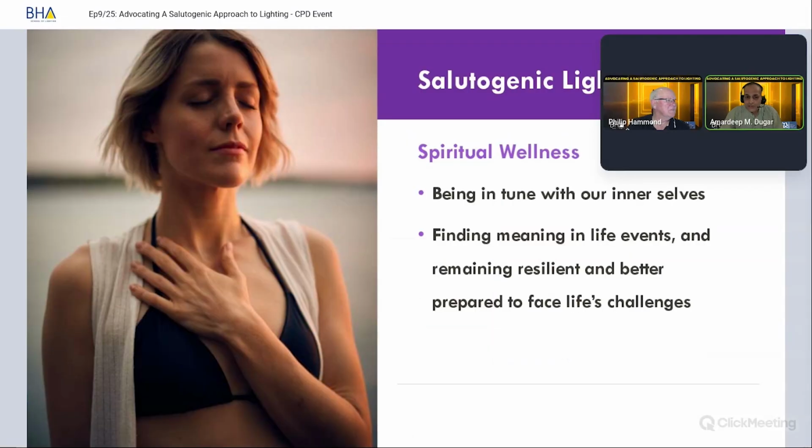Now, spiritual wellness has got nothing to do with religion. Keep religion aside. Spiritual wellness is all about being in tune with your inner self. You start finding meaning in life events. If something unfortunate happens, you try to reason out why this has happened, you remain resilient, and you're better prepared to face life's challenges. And that can also be for something good, because too much happiness is also considered a stress.